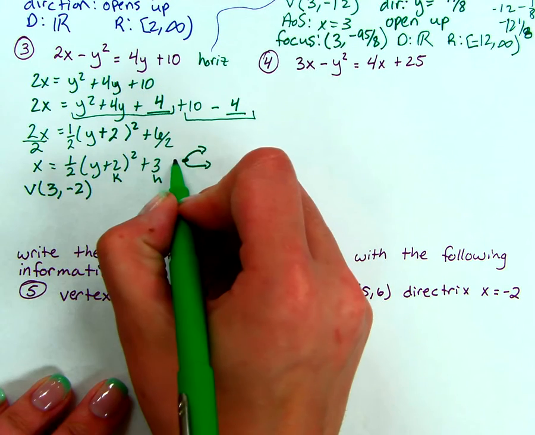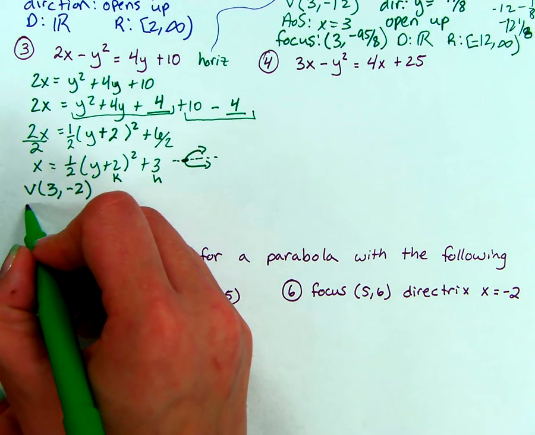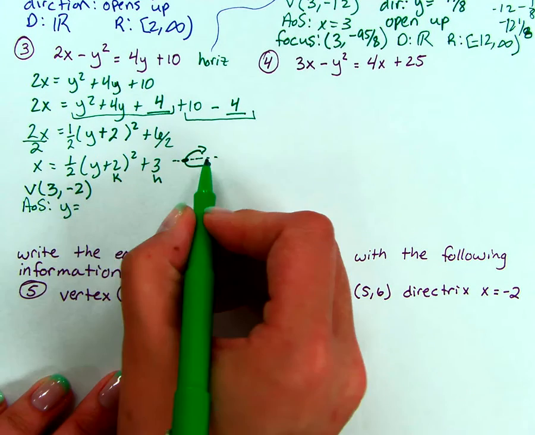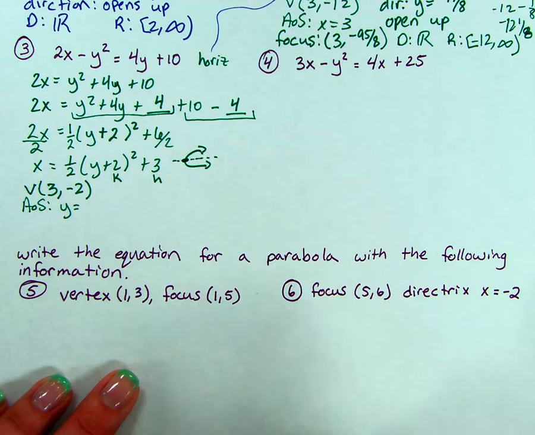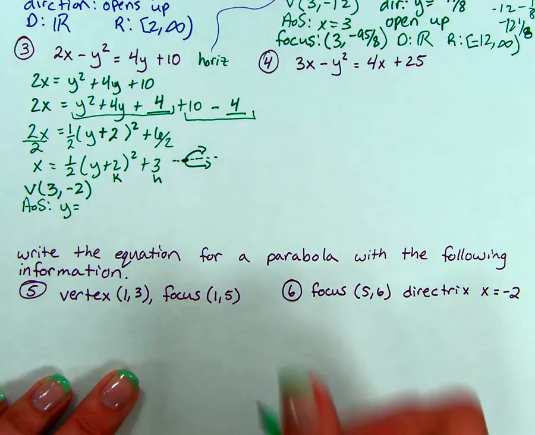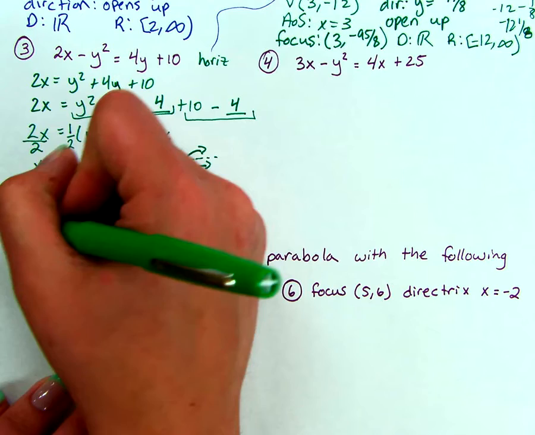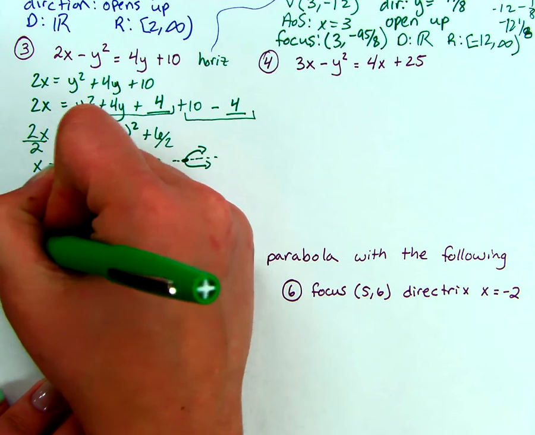Axis of symmetry, so again that goes through our vertex. So this time it's a horizontal line. So for that, it's going to be in the form of y equals, and then we need our value from the vertex. So that's going to be, since again it's horizontal, we want the y value, so -2. So next thing we are finding is the focus and the directrix.